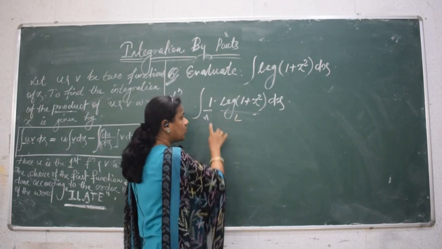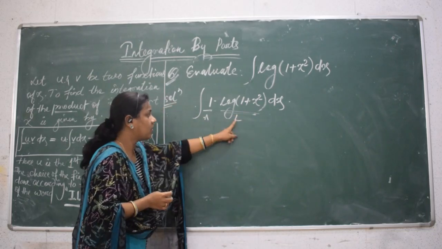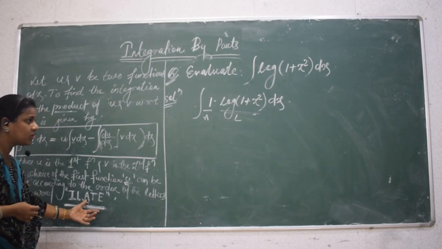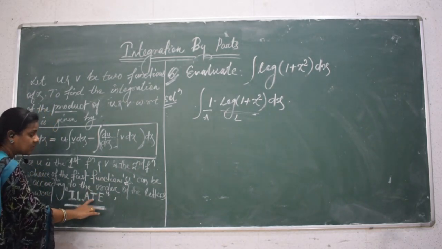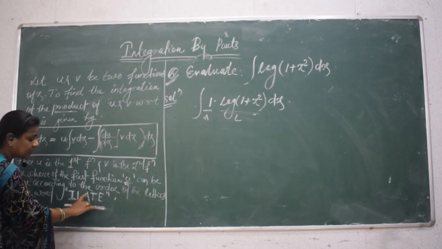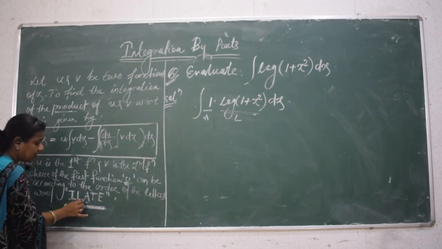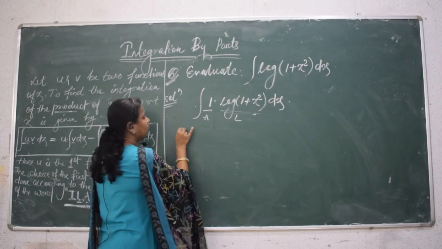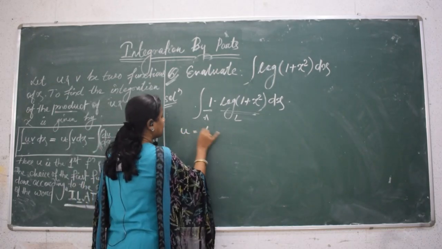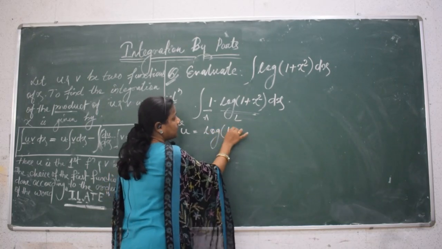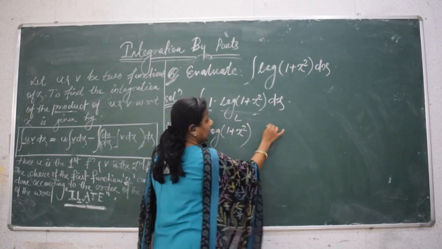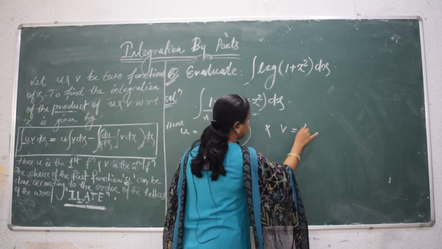logarithmic function. Which function comes first, A or L? According to ILATE, L comes first, then A. So you have to take L as u. So u equals log(1 plus x square) and v equals 1.